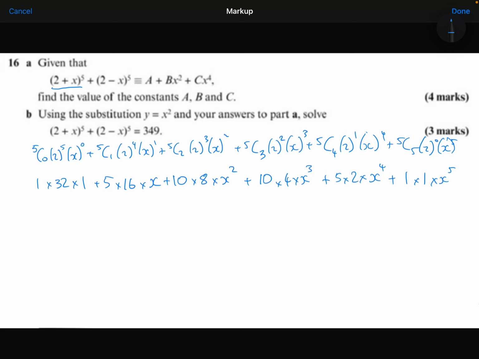Each of those terms will now simplify, so the 1 times 32 times 1 is 32. The 5 times 16 times x is 80x. The 10 times 8 times x squared is 80x squared. The 10 times 4 times x cubed is 40x cubed. The 5 times 2 times x to the power 4 is 10x to the power 4. And then we have the x to the power 5 on the end there. So this is my (2 + x)^5.